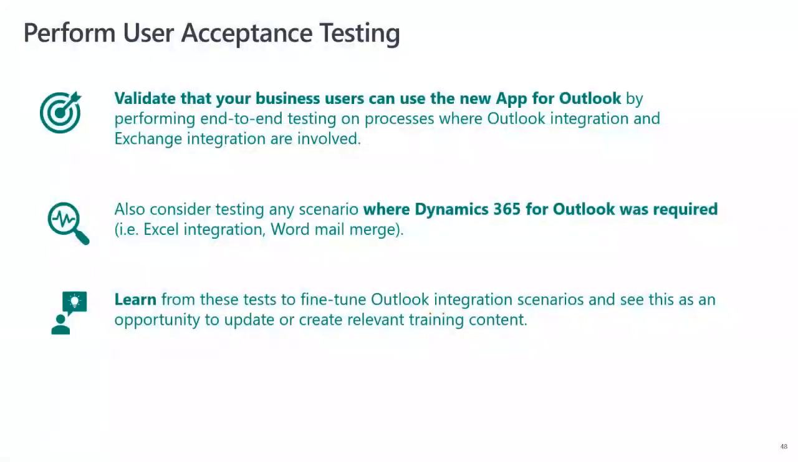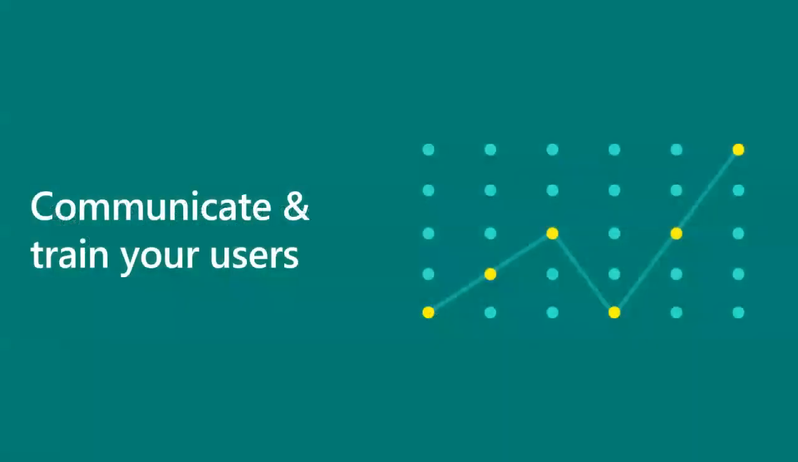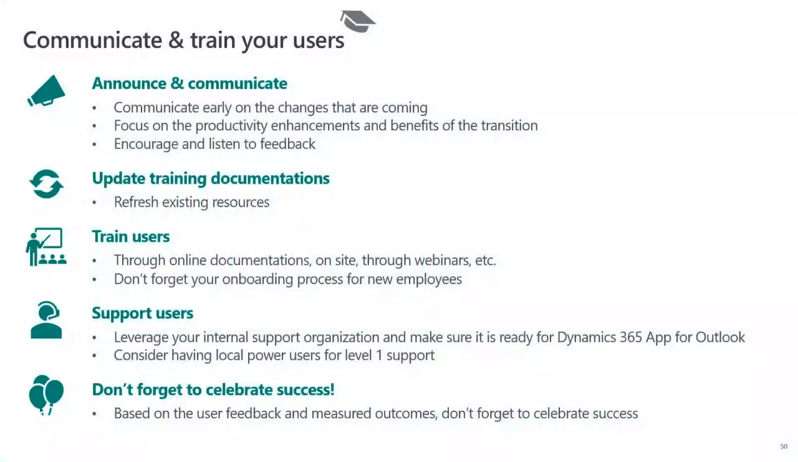Then perform user acceptance testing. So really validate that your business users can use the app for Outlook by performing end-to-end testing on processes where Outlook integration and Exchange integrations are involved. Also consider testing any scenario where Dynamics 365 for Outlook was required. For example, the Excel integration or the Word mail merge. Those are a bit on the side, but it's important that you cover them as well in your tests. And learn from these tests to fine-tune the Outlook integration scenarios and see this as an opportunity to update or create relevant training content.